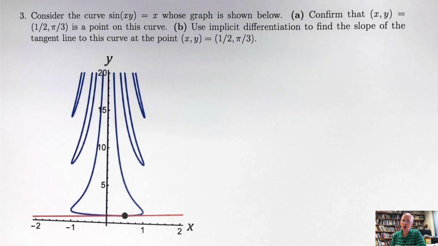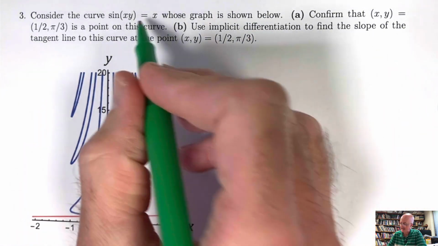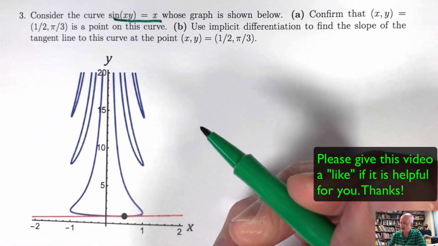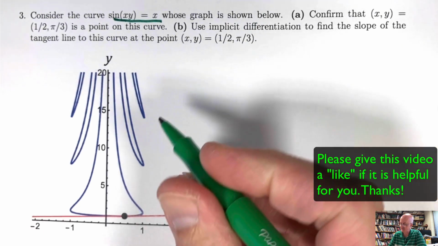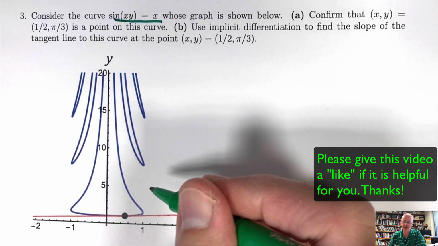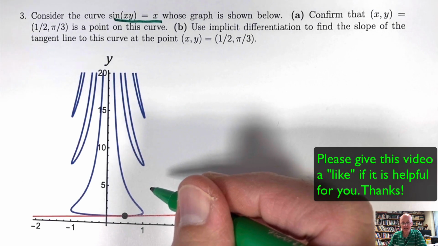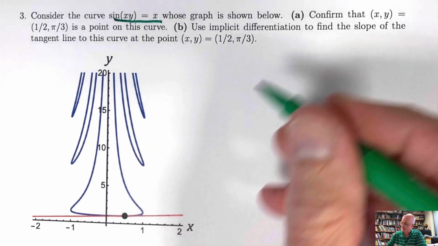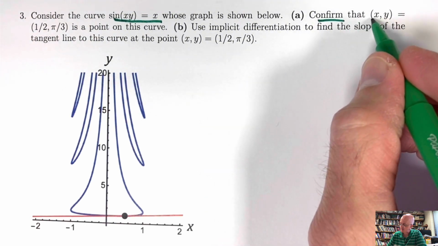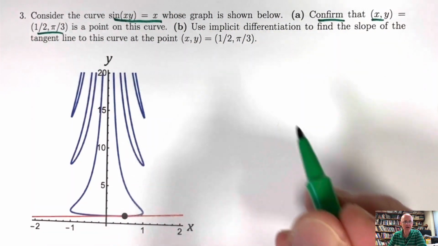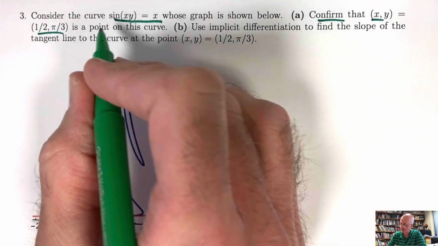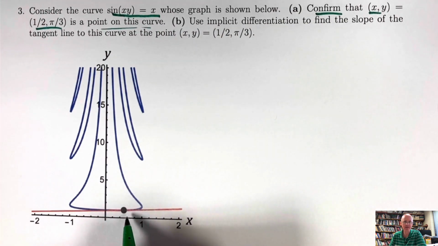Number 3 is a beautiful curve. The equation sine of xy equals x defines the beautiful curve that you see here in blue. Wow, is it really that? Yes, it really does look like that. And in part A, we want to confirm, first of all, that this point, whose coordinates are 1/2 comma pi over 3, is a point on the curve. That's the black point that you see here.